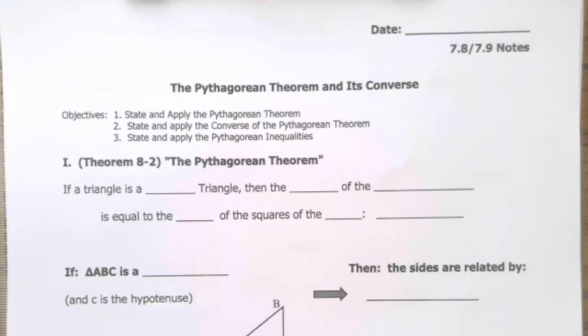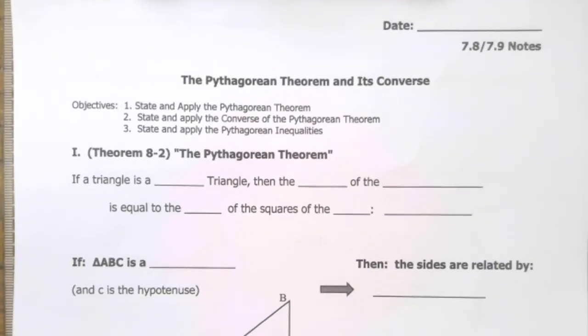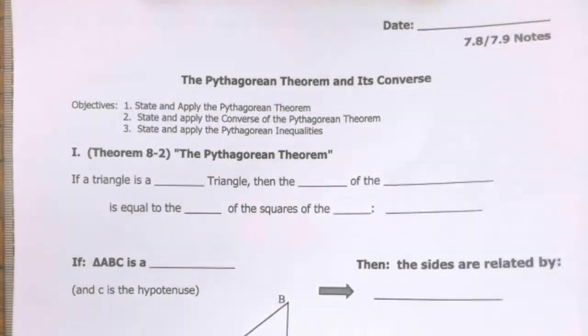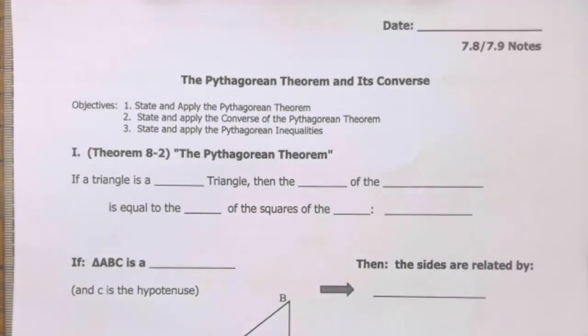Good afternoon. We are going to take notes on sections 7.8 and 7.9. They're very closely related, so we can do both of them at the same time. The Pythagorean Theorem and its converse. Hopefully you've heard of the Pythagorean Theorem, and we're going to add on a little bit to your understanding of the Pythagorean Theorem. Here it goes.